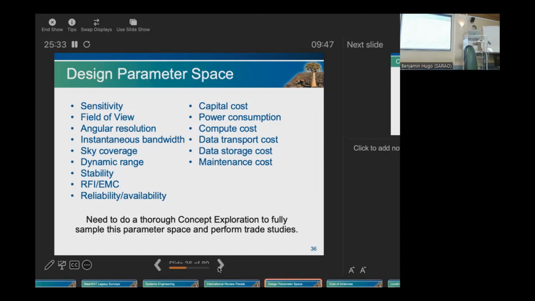In this concept design phase, you have to take into account a lot of different parameters: performance metrics, which are written on the left-hand side over there, and cost functions on the right. You want to build the best telescope. So all of the things on the left, sensitivity, field of view, resolution, dynamic range, stability, you want those to be as good as you can get, but these things hold you back. How much is it going to cost? How much power is it going to use? So your concept exploration takes you through this parameter space. I wouldn't call it an optimization, but you find your way around.